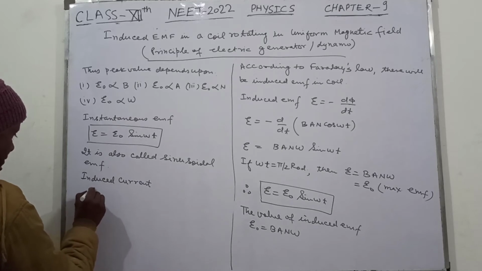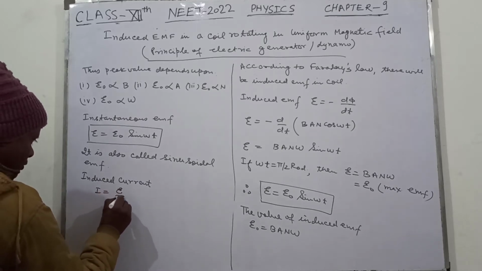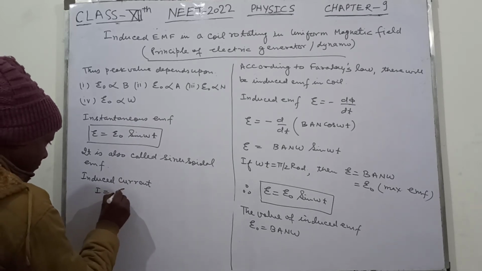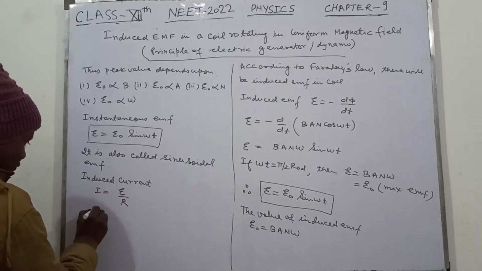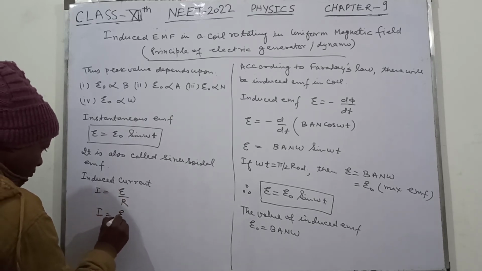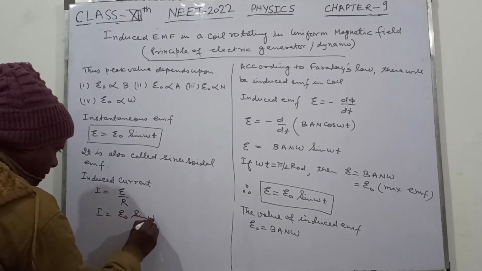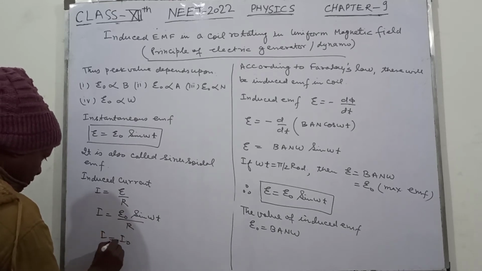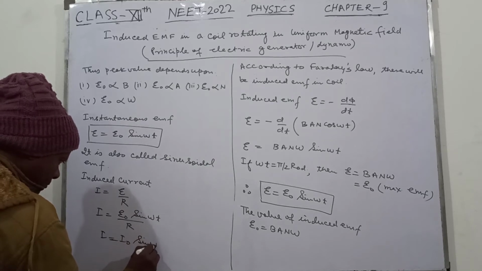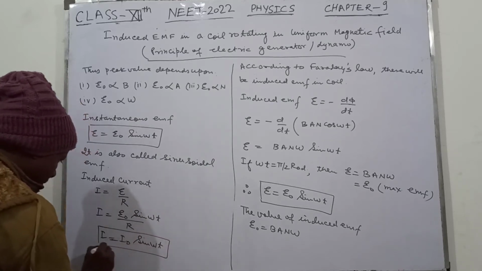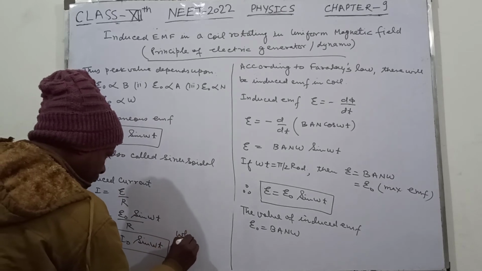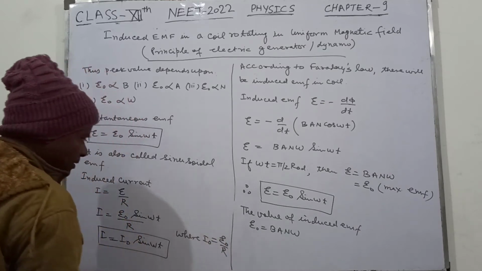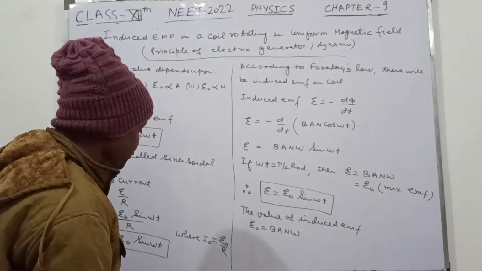Induced current I is equal to E upon R. So this I is equal to E naught sin omega t upon R. So I is equal to I naught sin omega t, where I naught is equal to E naught upon R. This is called the peak current, the peak value of the current.